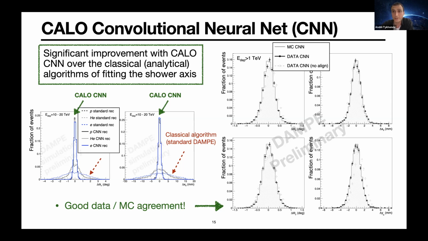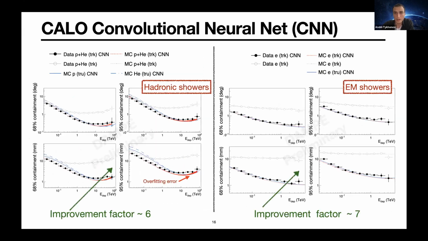I remind you that it's trained on Monte Carlo, so it's very nice to see that it actually matches the data. It means our calorimeter is pretty well simulated. Now going to some numbers. On these plots, we show 68 and 95 containments when you take predicted particle direction against the truth particle direction or the reference tracking STK. Again, in terms of intercept, so in millimeters, or angle in degrees.